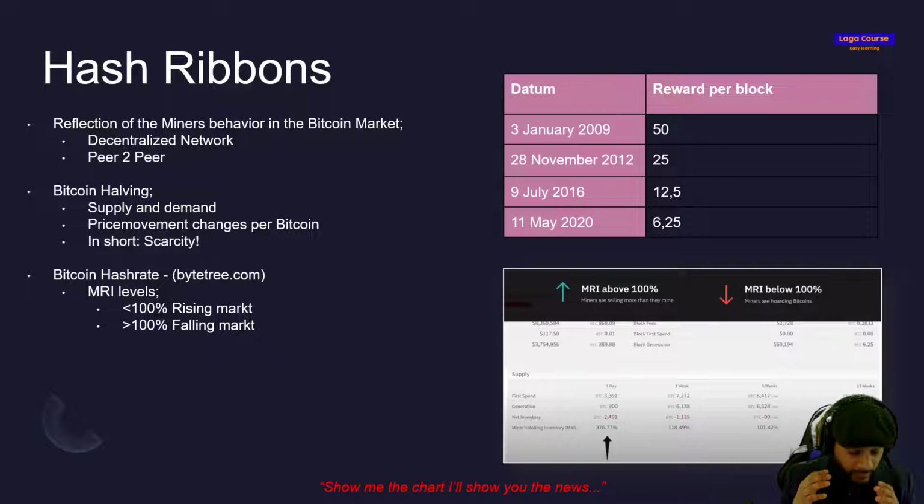So yeah, it's going to increase in price. If the supply is going to decrease and the demand is going to increase, the price will increase as well.